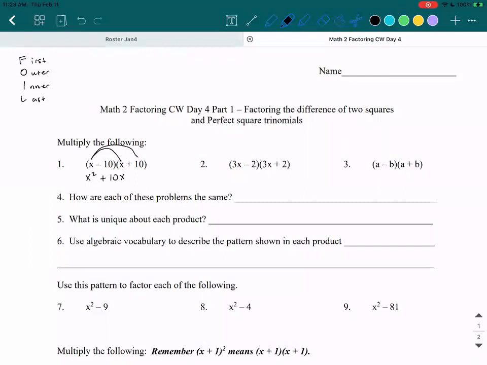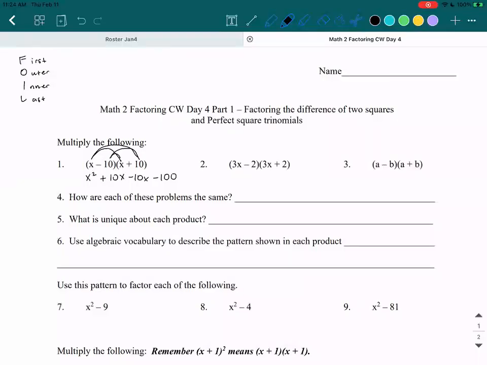Then we have to do I in the FOIL, which stands for inner. That would be the negative 10 and the x. That gives us negative 10x. And then we do the L in FOIL, which stands for last. That would be the negative 10 times positive 10, which gives us negative 100. Any questions up till here?